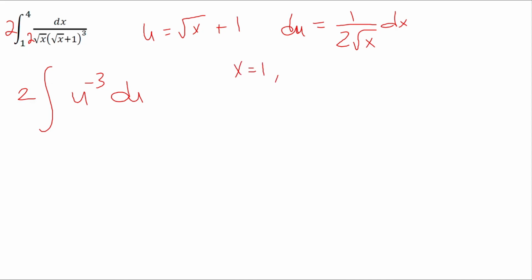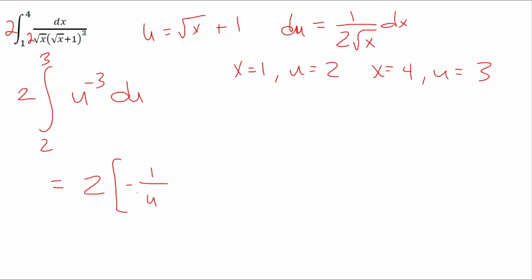So when x is equal to 1, u is equal to the square root of 1 plus 1, or 2. And when x is equal to 4, then u is equal to the square root of 4, which is 2, plus 1, so 3. So this becomes an integral from 2 to 3 of 2u to the negative 3. And if we integrate u to the negative 3, that goes up to u to the negative 2, and then we divide by the negative 2. So it's negative 1 over 2u squared, because we're dividing by the 2. And we're going to evaluate that from 2 to 3.